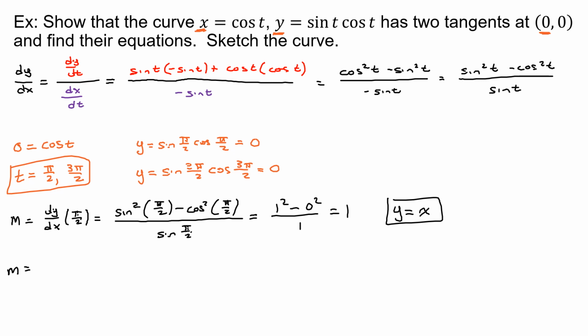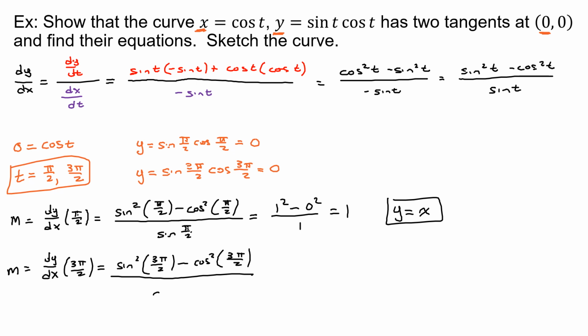And if you plug in the other one, dy/dx for 3 pi over 2, I'll get sine squared of 3 pi over 2 minus cosine squared at 3 pi over 2, all divided by sine 3 pi over 2. Sine at 3 pi over 2 is actually negative 1, so I'll end up with negative 1 squared. Again, cosine 3 pi over 2 is 0, so I'll get 0 squared divided by negative 1. This is actually negative 1. This will give me an equation y equals negative x. And that would be my two tangent lines.